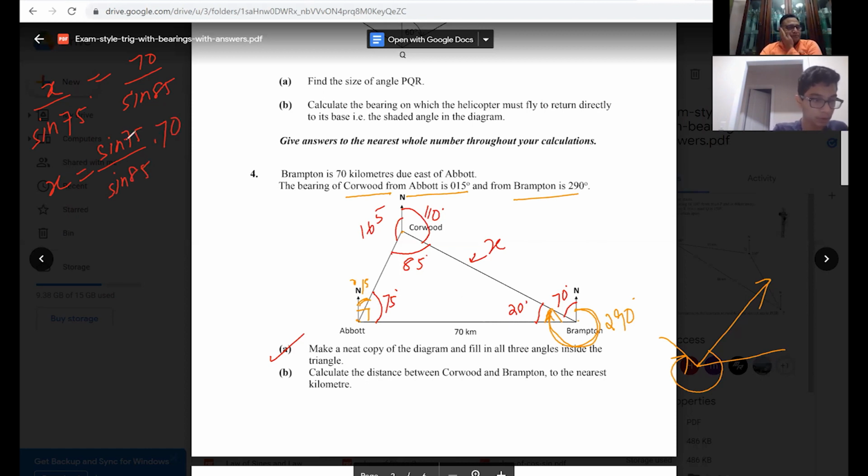Yes. 67.87. It is 67.9. Okay. Units, kilometers. Okay, that's fine. So we get all this.